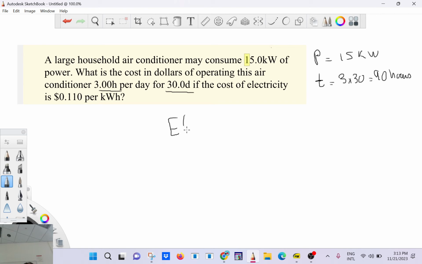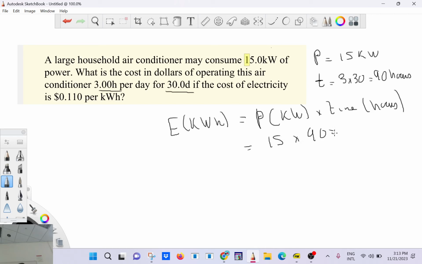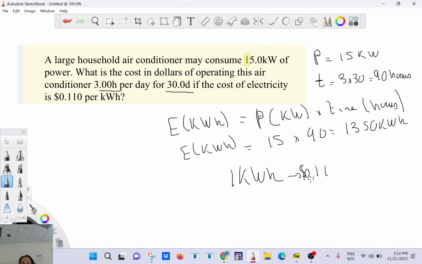Okay. So energy in kilowatt hour equals power in kilowatt times the time in hours. So it's going to be 15 times 90, 1350. And if you look at your electric bill, that's what they're going to charge. You're going to be charged for how many kilowatt hours you have used in a month or every 3 months. Is that right? And then they say 1 kilowatt hour is 11 cents. So 0.11 dollars, so 11 cents. So 1350, you multiply.